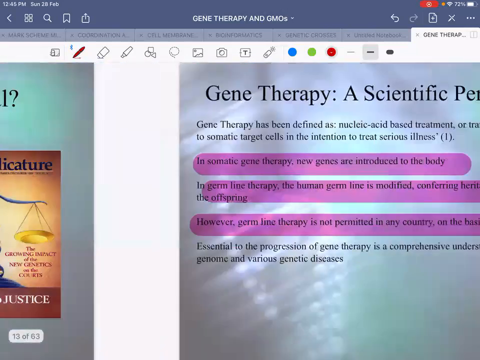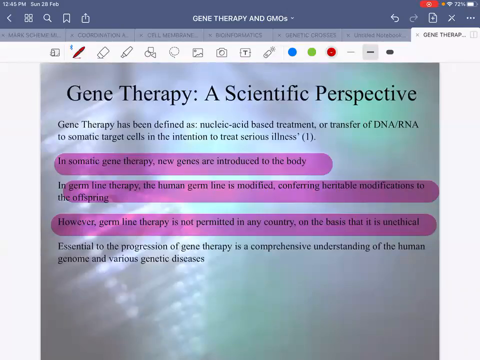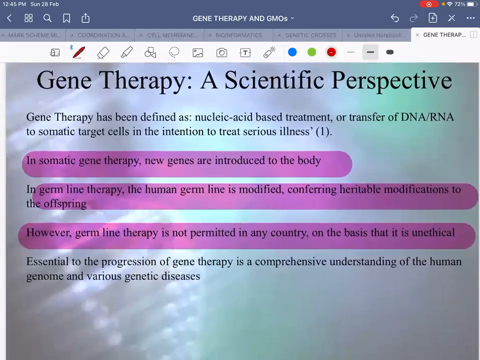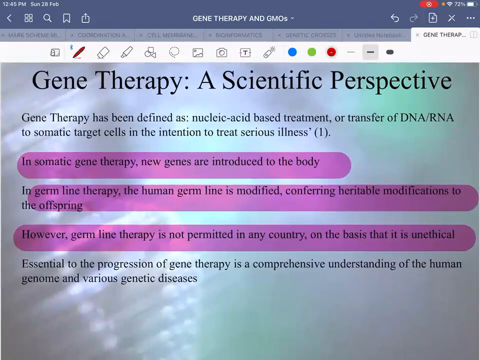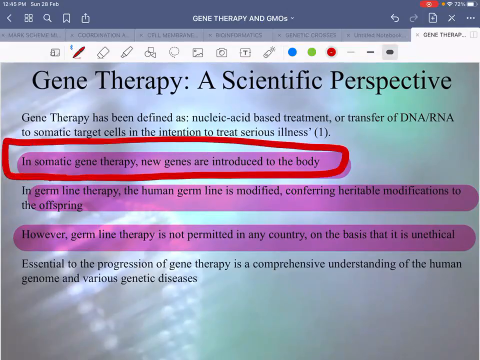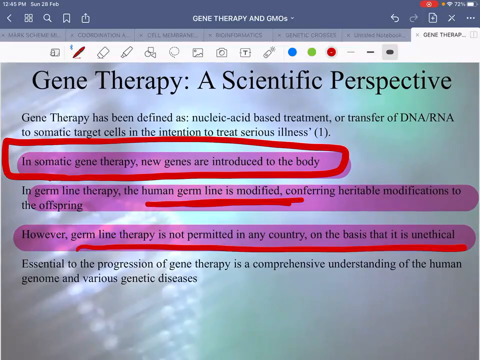And then we will move on to gene therapy from a scientific perspective. Scientific perspective ये है कि gene therapy can be somatic, as I told you, or it can be germline. If it is somatic, then this means that new genes are introduced into the person's body. Usually it is done in adults. And in germline gene therapy, the human germ line is modified, which means we are introducing those alleles into the sperm or the ovum or into the zygote, conferring heritable modifications to the offspring. However, germline gene therapy is not permitted in any country on the basis that it is unethical.